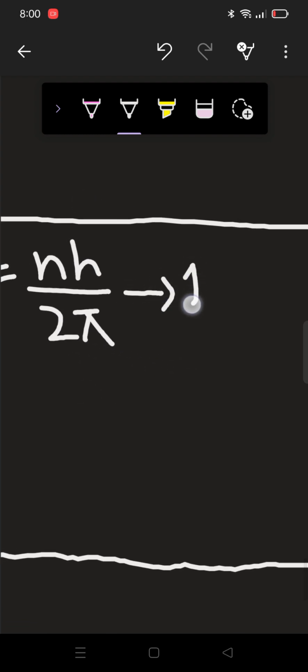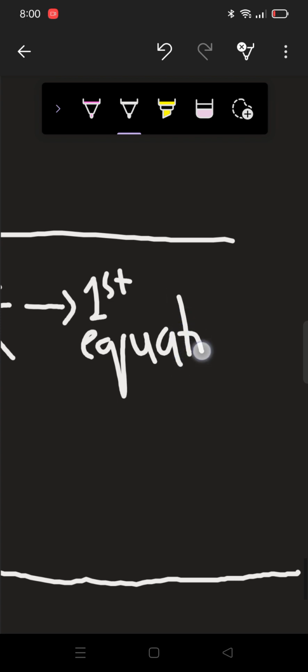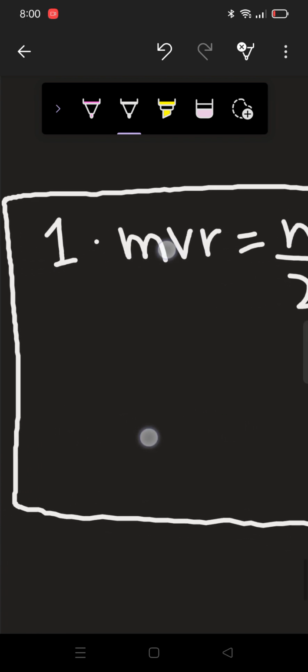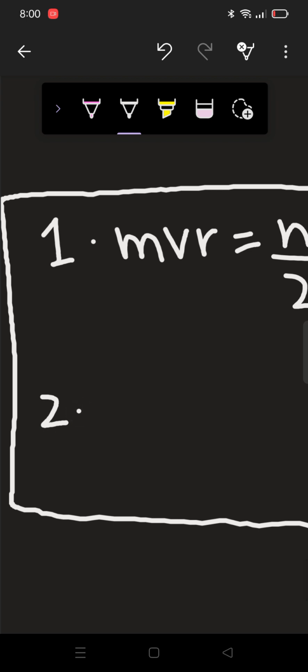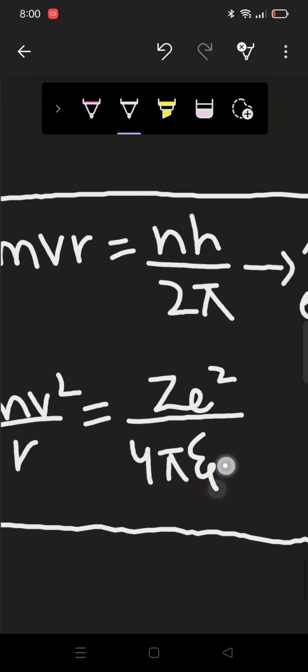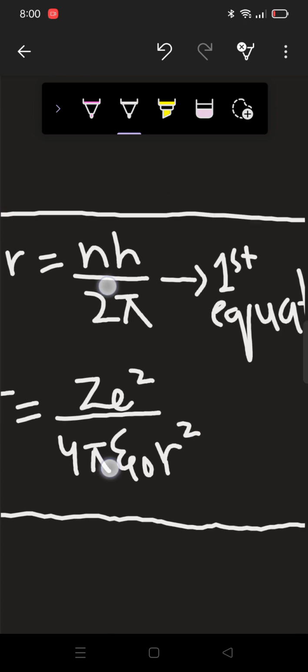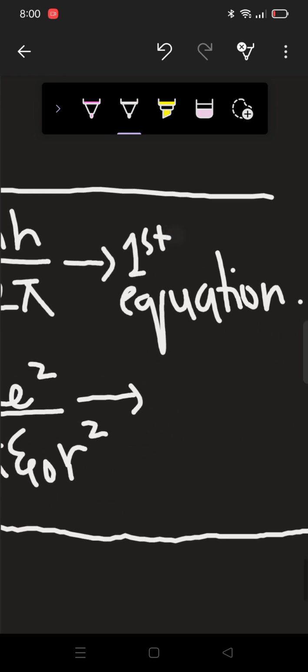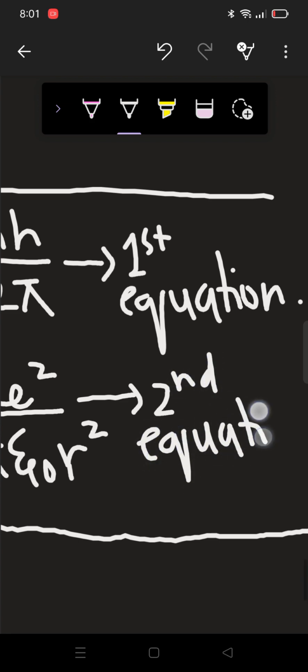First equation, right? Our second equation was that electrostatic force provides the centripetal force, which means mv square by r gives us z e square upon 4 pi epsilon naught r square, right? And this was the second equation.